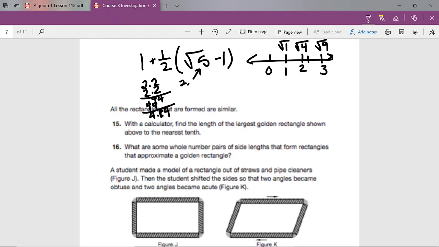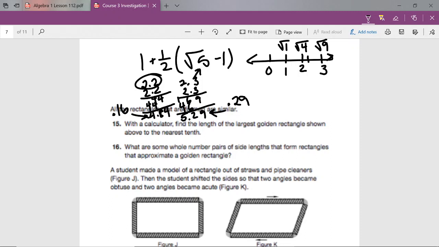So we try again. 2.3 times 2.3. We get 9 and then 12, 5.29. Well, I've now straddled this 5, getting really close to it. Which one is actually closer? Well, this 2.3 is off by 0.29, and this 2.2 is off by 0.16. So I would actually say that 2.2 is closest to the nearest tenth.